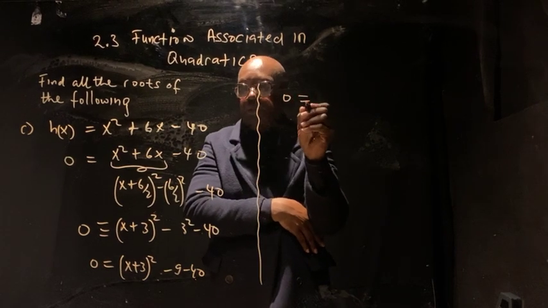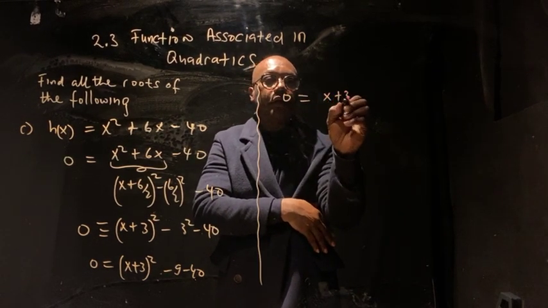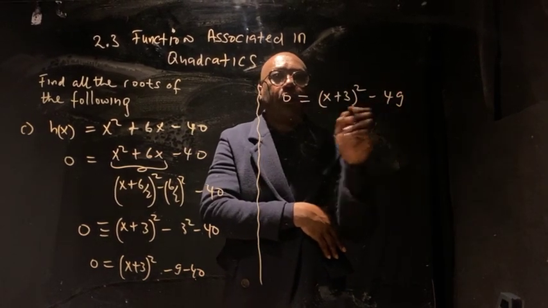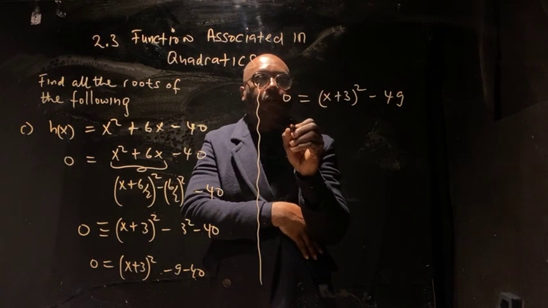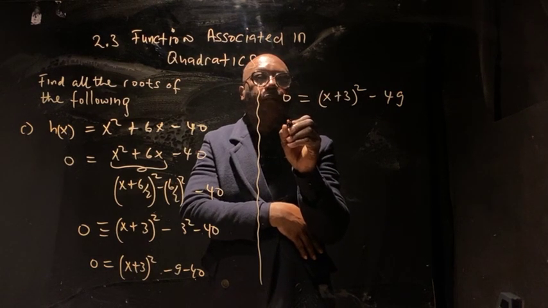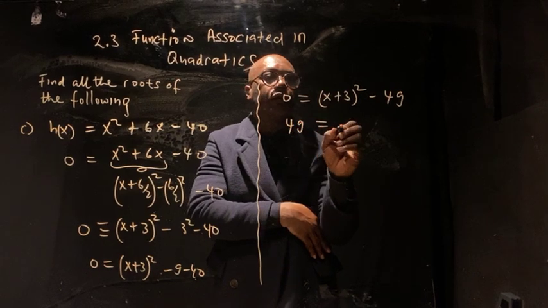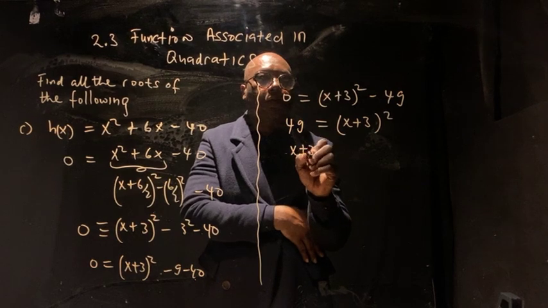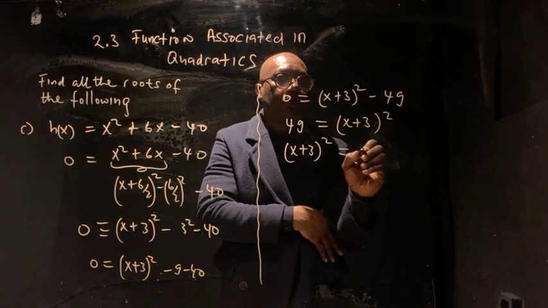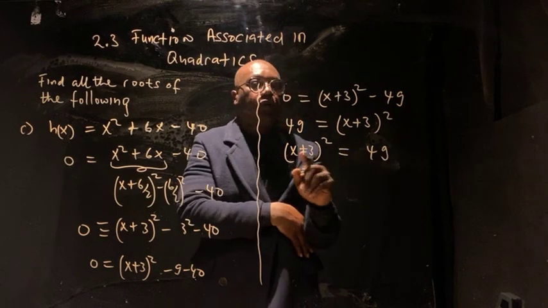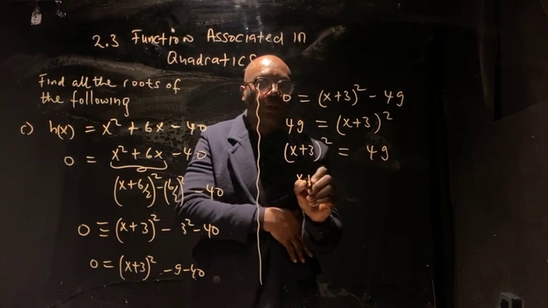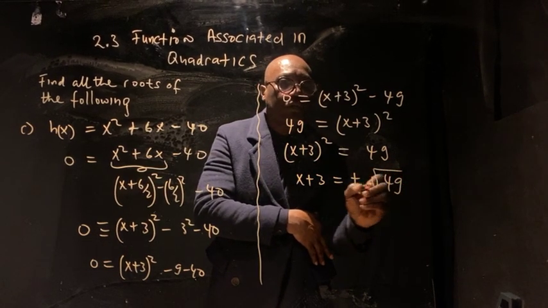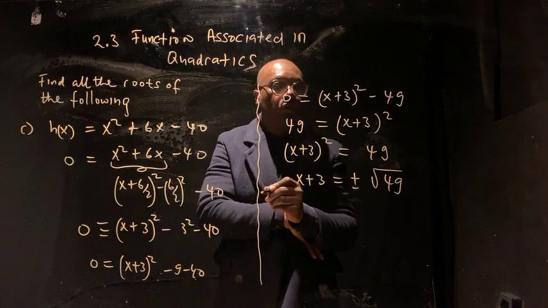Zero equals x plus 3 squared minus 49, which is no different from 49 equals x plus 3 squared, which is no different from x plus 3 squared equals 49. Taking the square root on both sides, it becomes x plus 3 equals plus or minus the square root of 49. The square root of 49 is equal to 7.